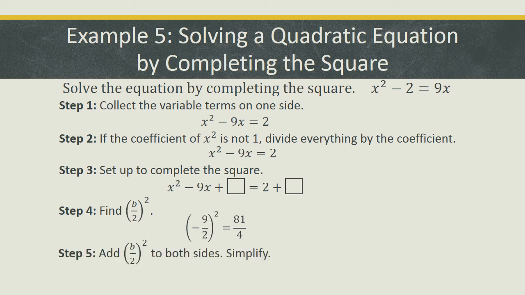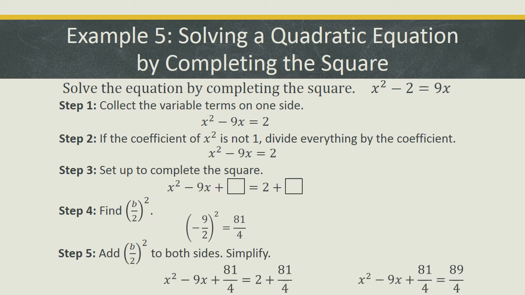I'm going to replace that value into both sides of my completing the square equation. So I'm going to put 81/4 here and 81/4 here. It looks like that. And now we need to simplify it. I have to simplify everything on this side, so I need to add 2 and 81/4. 2 is the same as 8 over 4, and then I add the numerators. So 8 plus 81 is 89/4.